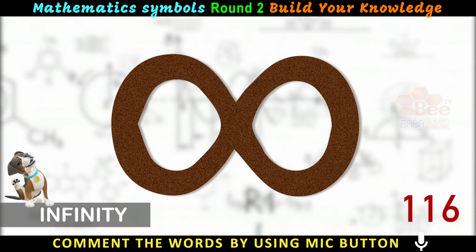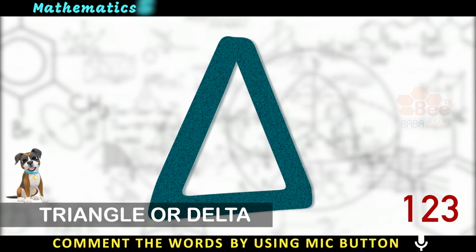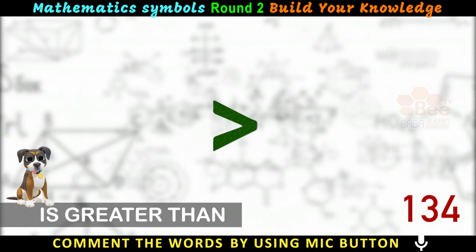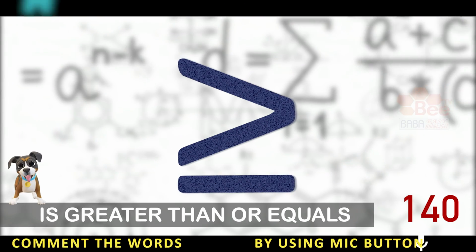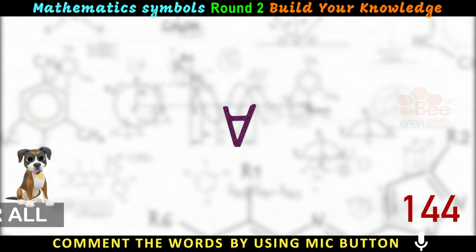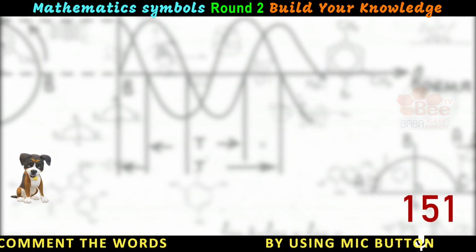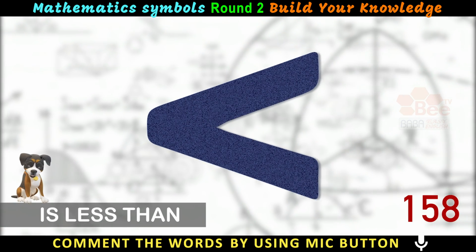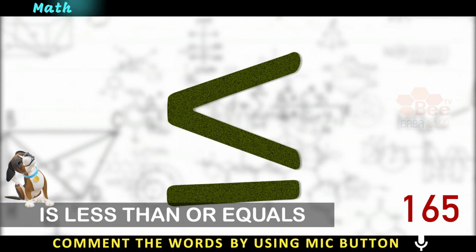Infinity. Triangle or delta. Is greater than. Is greater than or equals. For all. Is less than. Is less than or equals.